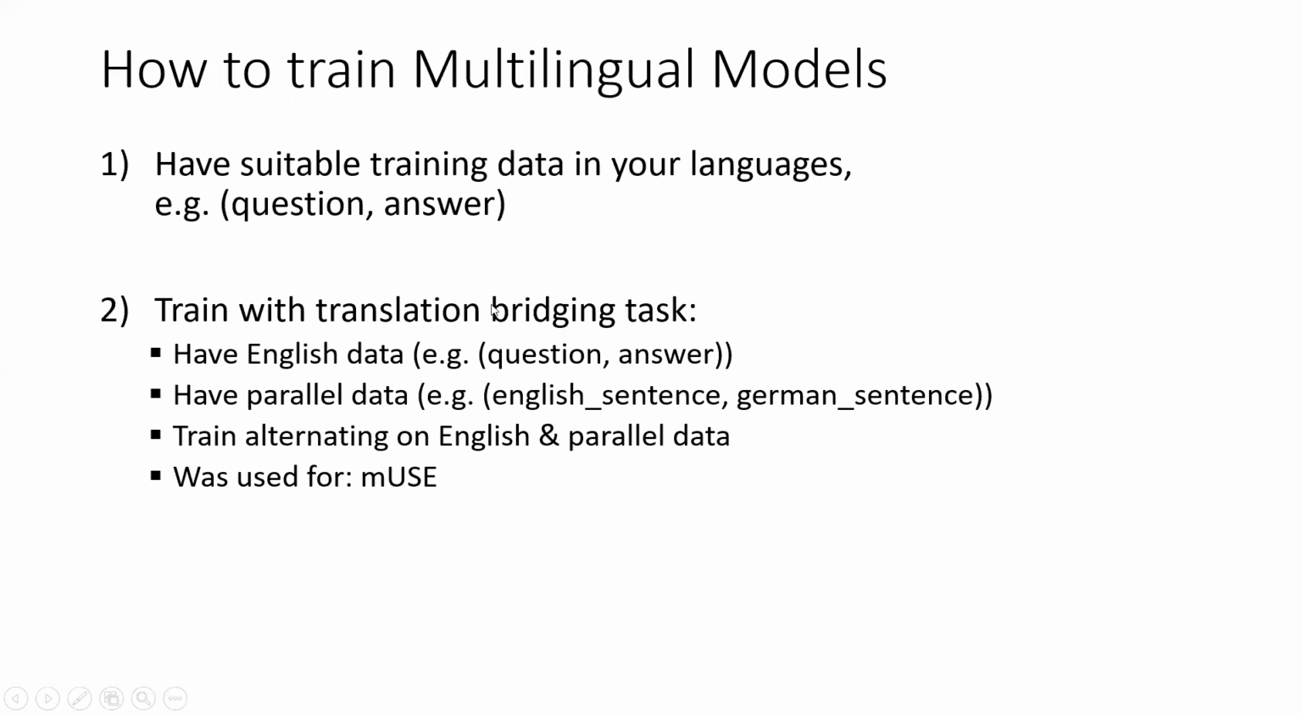So you have some English data, for example, question and answer, and you have some parallel data from machine translation, so an English sentence and a German sentence. And you can train with this translation pair also in this multiple negatives ranking loss. And then you train alternating on your English data and on your parallel data. And this was, for example, used for the multilingual universal sentence encoder.